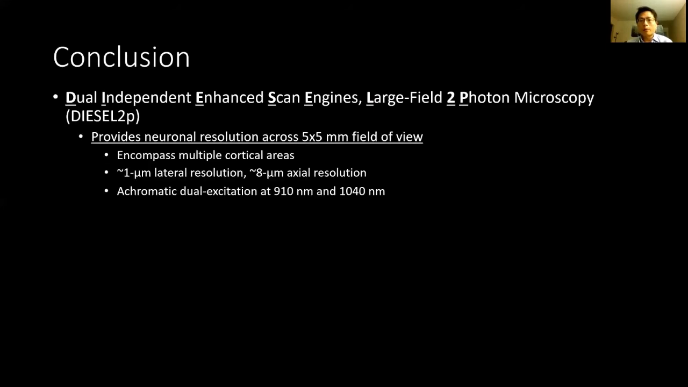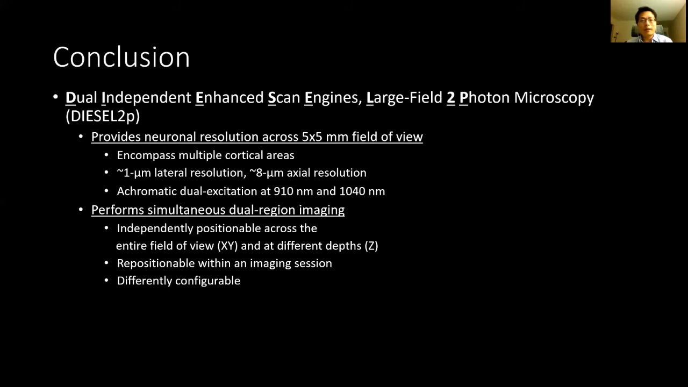In conclusion, I have presented our newly developed two-photon microscopy, dual independent enhanced scan engines, large field two-photon microscopy, Diesel2P. It provides neuronal resolution across a 5 by 5 millimeter field of view, encompassing multiple cortical areas. It is achromatic at 910 nanometer and 1040 nanometer, which can be greatly leveraged from the fluorescence technology. It performs simultaneous dual region imaging with the two pathways independently positionable across the entire field of view and different depth.